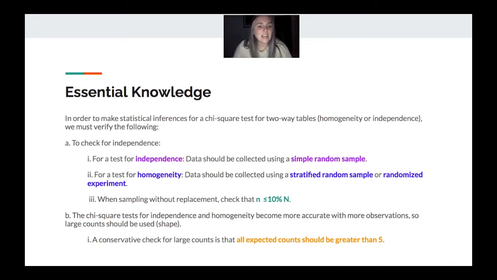Okay, and then you've got the same 10% condition when sampling without replacement. And then all your expected counts should be greater than 5. So the only real difference here in our conditions from the goodness of fit test is your homogeneity has that added stratified random sample added to it.